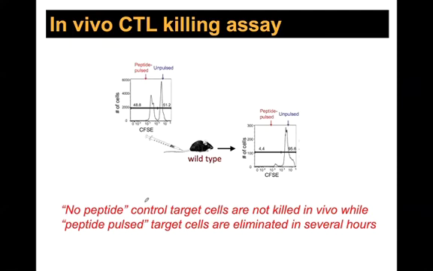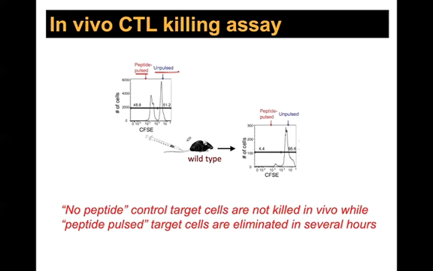Now, something that we should know is that, or the way that we know this is something called an in vivo CTL killing assay. And this was developed by Dan Barber in Rafi Ahmed's lab, where you're injecting target cells. And so these are either target cells that have the peptide on them that T cells can recognize, or that don't have a peptide that T cells recognize.